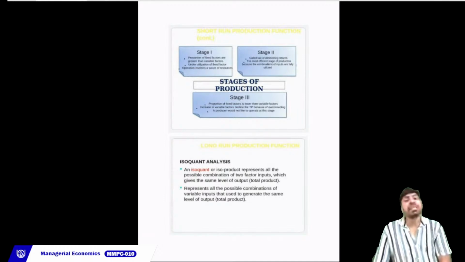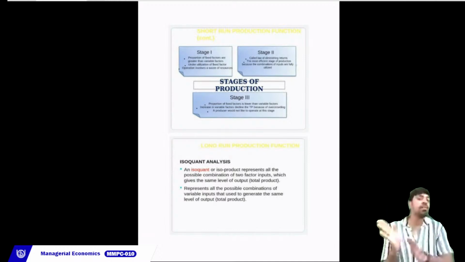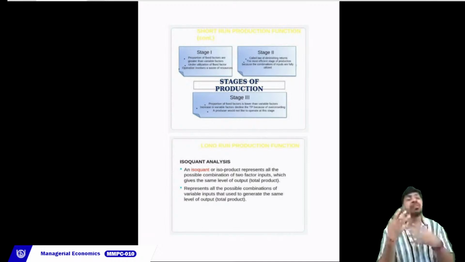When we talk about stage second, it's called the law of diminishing returns. Why? Because it refers to an efficient range of production where the combination of all the inputs are fully utilized, because it reaches the maximum point of total output, where the peak level of output is fully utilized to achieve its major goals of production.